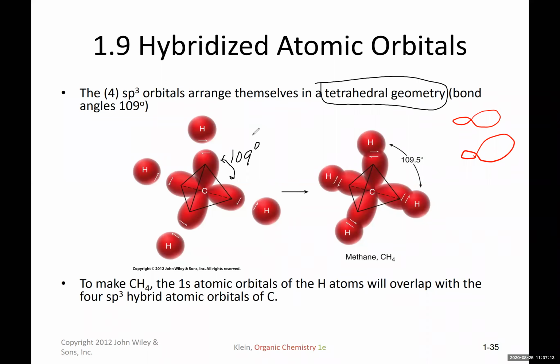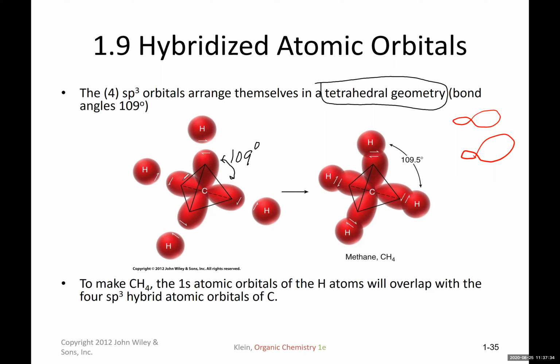And a tetrahedral structure is a pyramidal structure. You have three sides that are equilateral triangles, and the base is also an equilateral triangle. The carbon is in the middle of the pyramid, and the four bonds radiate to the corners. Okay? So that's a tetrahedral geometry.